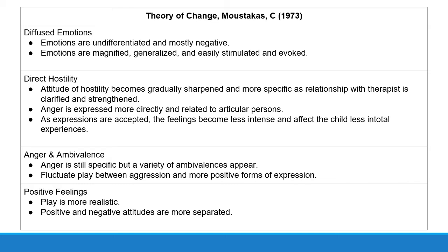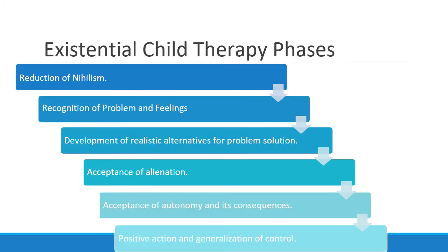I need to fix a couple typos in this. Anger and ambivalence is the next stage. Anger is still specific, but a variety of ambivalences appear. And then the play fluctuates between aggression and some more positive forms of expression. And then finally, in the final stage of existential child therapy, you have more positive feelings. Play is more realistic. There are more positive and negative attitudes, but they're more separated, not as much together.